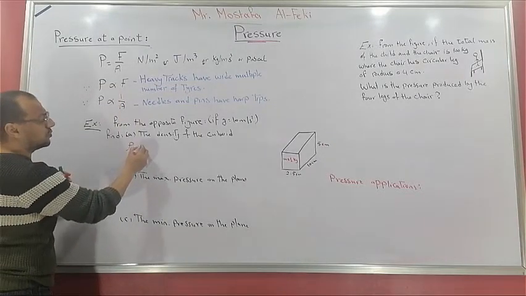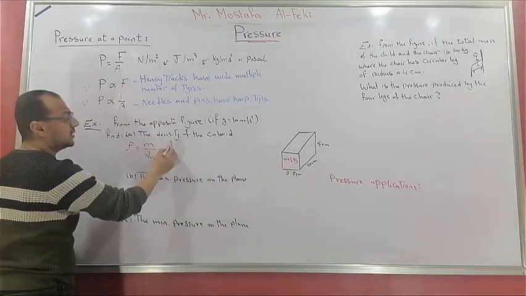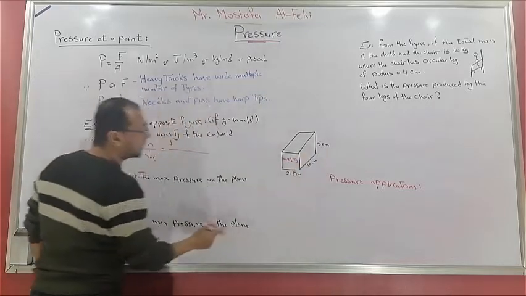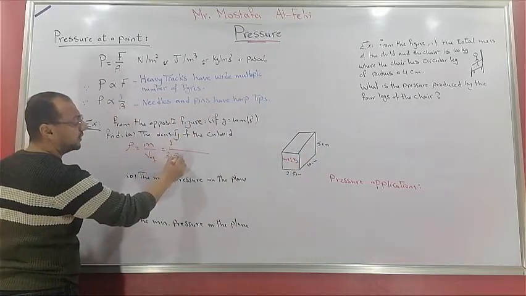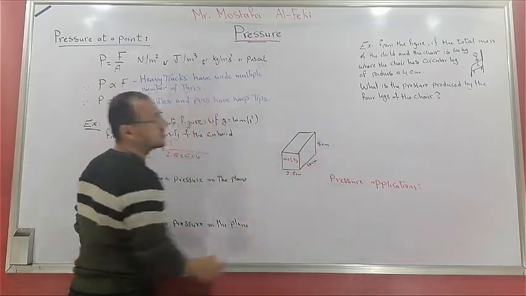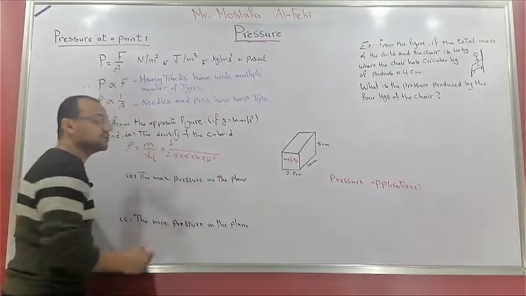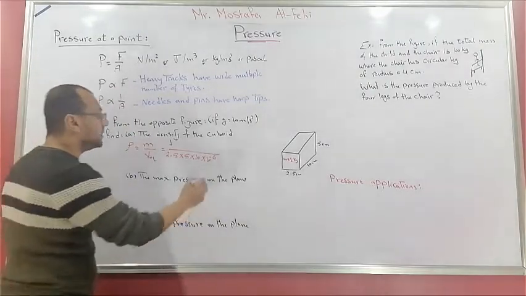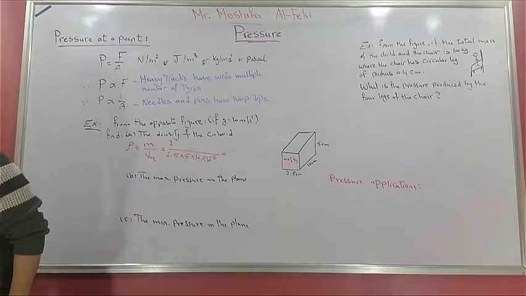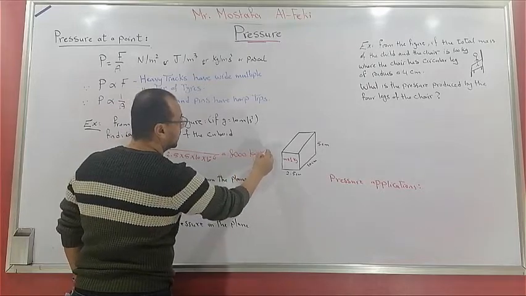Density rho equals mass divided by the volume, equals the mass, 1 kilogram, divided by the volume, the dimensions of the cuboid 2.5 times 5 times 10 centimeter times centimeter times centimeter, cubic centimeter, times 10 power negative 6 to change from cubic centimeter to cubic meter. Then the density of the cuboid is 8,000 kilogram per cubic meter.